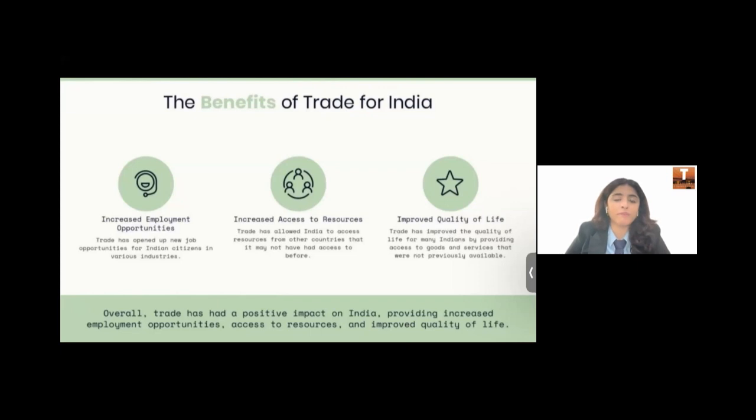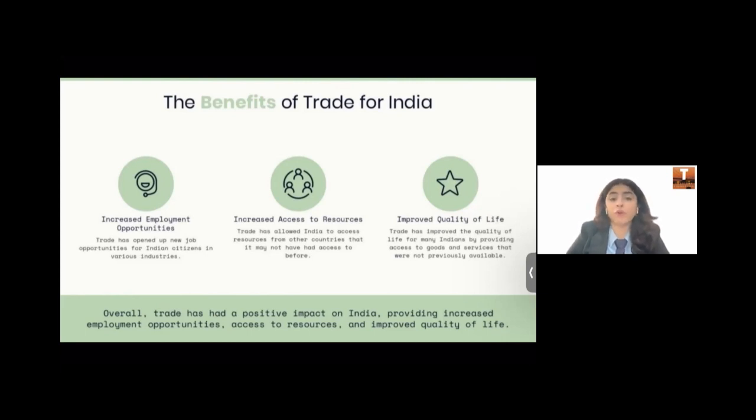Third is imports of goods and services. So when we talk about benefits, trade enables India to import goods and services that are not readily available or cost effective to produce domestically. By importing, India can access a wider variety of goods, including raw materials, capital goods, and technologies at competitive prices. So this enhances the efficiency and competitiveness of domestic industries and supports their production processes.